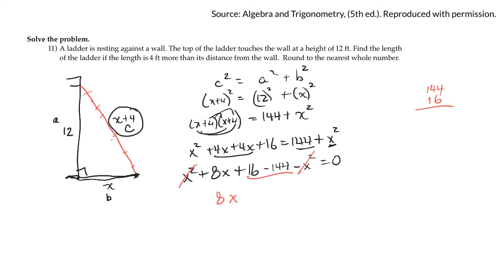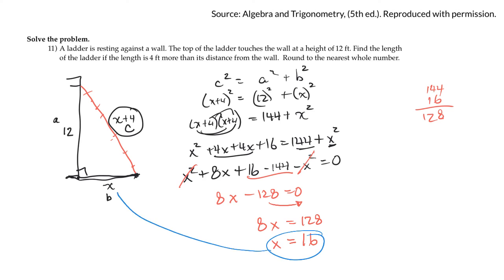So all I have is 8x, and then 16 minus 144. What's that come out to? It'll be minus 128. So 8x minus 128 is equal to 0. So this is a linear equation, so 8x is equal to 128, or x is equal to, if you divide that, I think it comes out to 16. So 16 is what x is, but the question says find the length of the ladder.